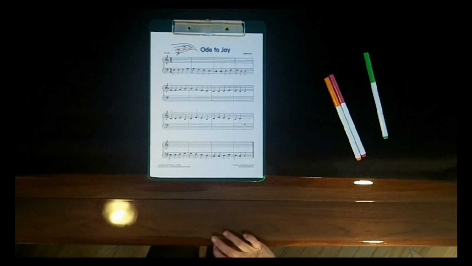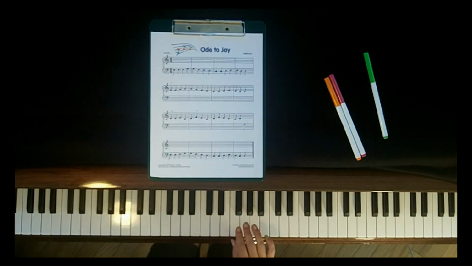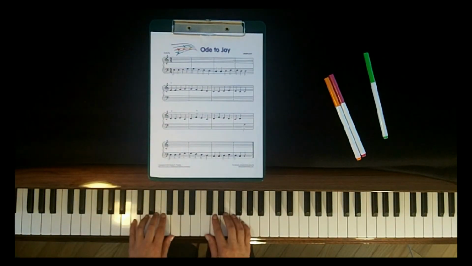The last thing that we'll do is play it on the piano. And at first we'll go quite slowly, starting at the beginning and looking for patterns.